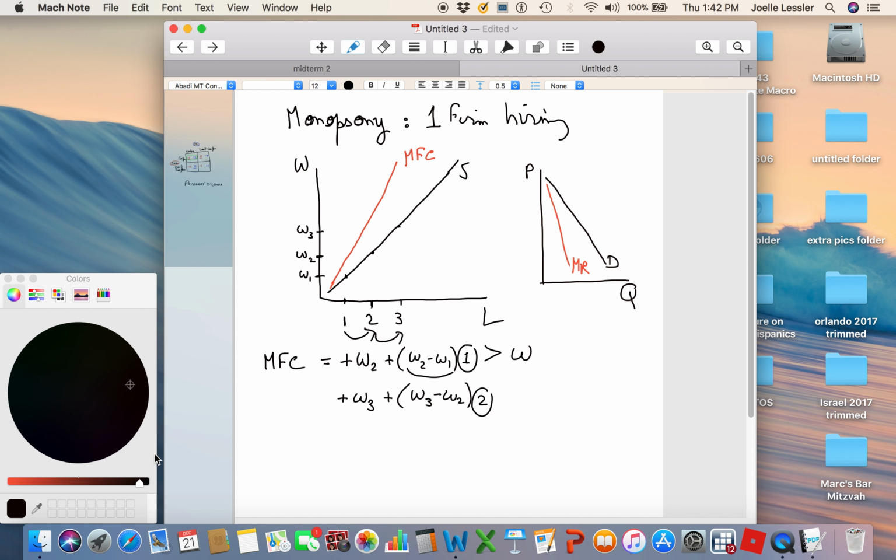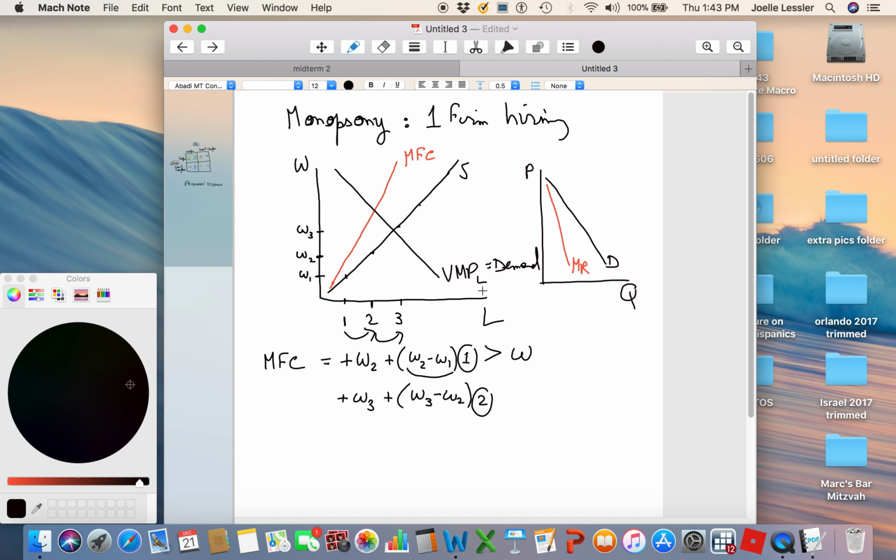Okay, so now how many workers do you hire? Well, this is the supply, this is the marginal factor cost, and we know your demand for labor is the value of marginal product of labor, which is either equal to price times marginal product of labor if you sell your goods in a perfectly competitive goods market, or it's equal to marginal revenue times marginal product of labor if you sell your goods in a monopolistic market. That's a different story, but this is your demand for workers.